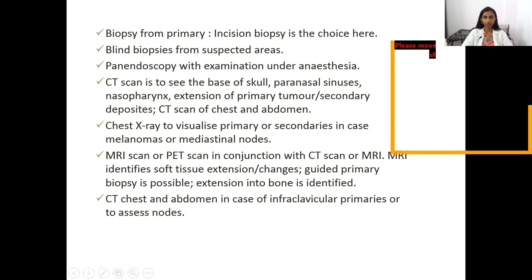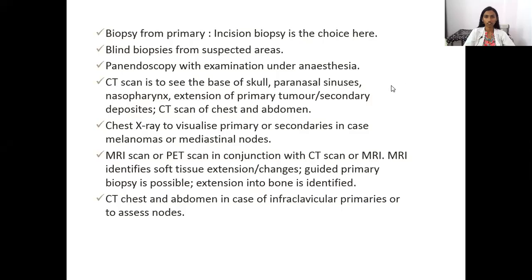Now, biopsies from the primary. Incision biopsy is the choice here. Blind biopsies from suspected areas, as we spoke about, and pan endoscopy with examination under anesthesia can be done. CT scan is to see the base of the skull, paranasal sinuses, nasopharynx, extension of the primary tumor, and secondary deposits. CT scan of the chest and abdomen would also be required.